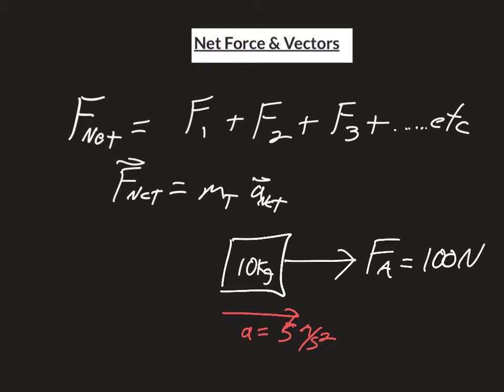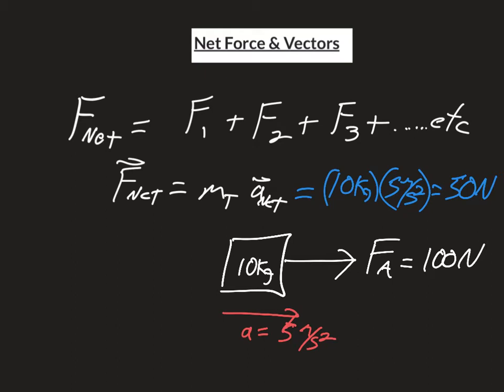So I can figure out my net force acting on it. And so my net force acting on it, if I multiply these together, I have 10 kilograms and I have 5 meters per second squared. But that's only going to give me 50 newtons. So my net force is only 50 newtons for this. But I can see I'm applying a 100 newton force to it.